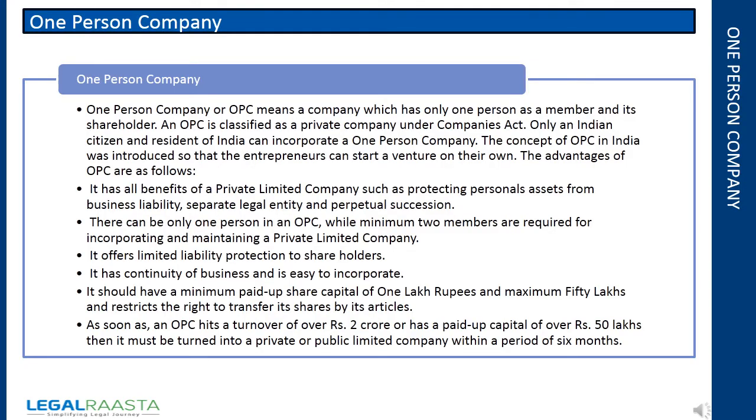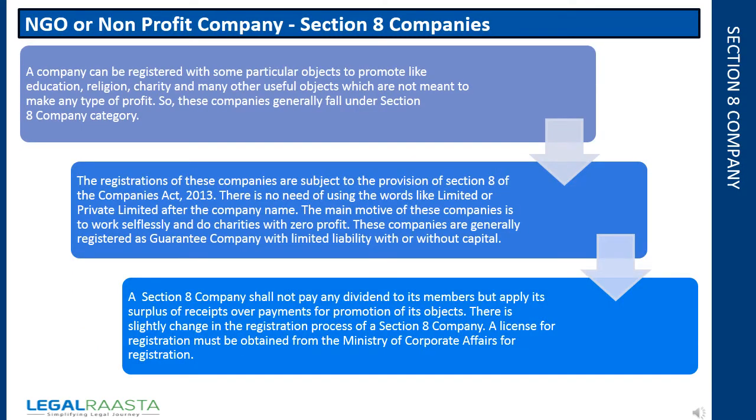One-person company. One-person company or OPC means a company which has only one person as a member and its shareholder. An OPC is classified as a private company under the Companies Act. Only an Indian citizen and resident of India can incorporate a one-person company. The advantages of OPC are as follows. It has all benefits of a private limited company, such as protecting personal assets from business liability, separate legal entity and perpetual succession.